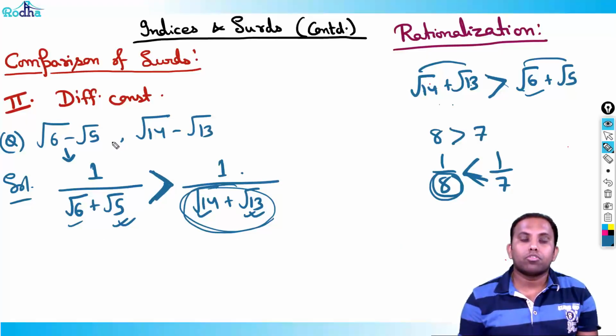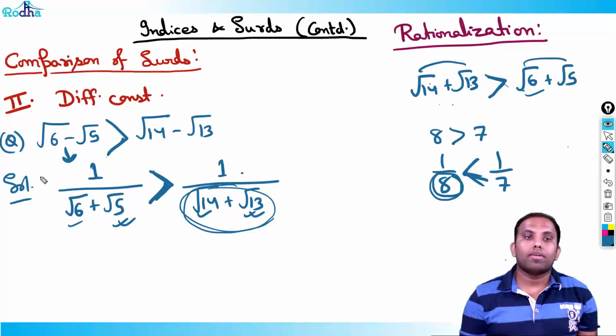So 1 by root 6 plus root 5 is what? This is greater. That means this is greater. Okay, because this is derived from this. So actually root 6 minus root 5 is greater than root 14 minus root 13. So now what to do?